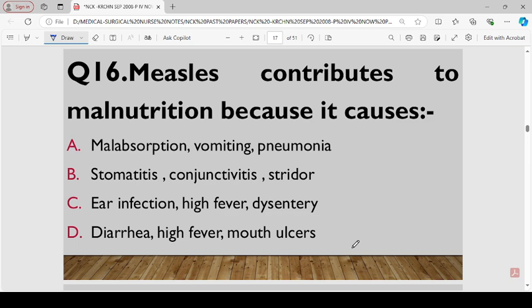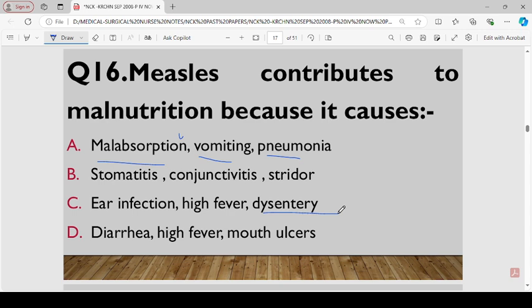So looking at our options, like maladaption, it's okay, vomiting, yeah, maladaption, maybe not. Pneumonia can be a complication of measles, right? In our case here, look at stomatitis, conjunctivitis, stridor. Yeah, these could be some of the complications that you have. Ear infection, right? Dysentery, this one is more of bacterial.